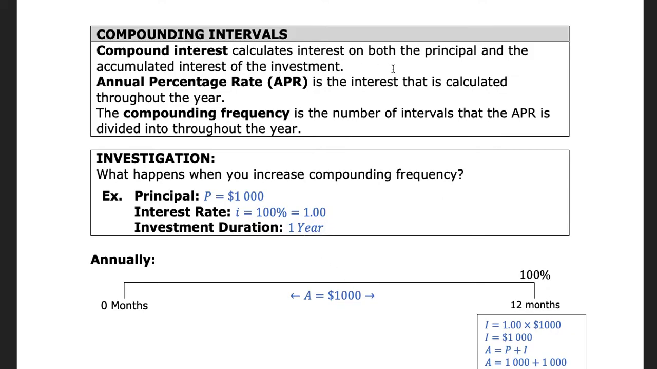Compound interest calculates interest on both the principal and the accumulated interest of the investment, as mentioned, and this applies strictly to compound interest, this concept. Annual percentage rate, APR, is the interest rate that is calculated throughout the year. And it's the standard to be able to talk about how much interest you're paying. But what we're going to be talking about is the compounding frequency, or number of compounding intervals that the annual percentage rate is divided into throughout the year.